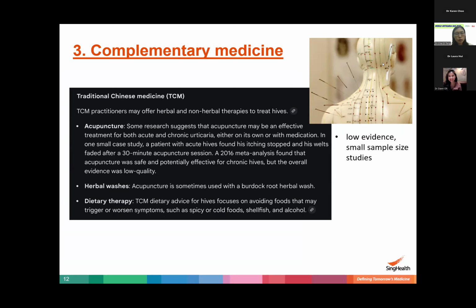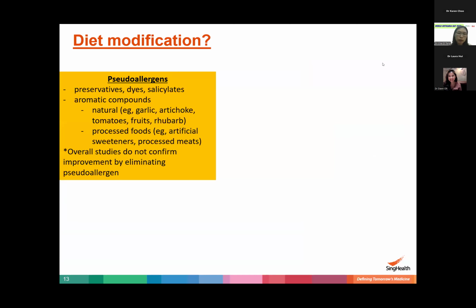And of course, diet-wise, that's probably a huge question: whether our diet can make hives worse, right? So do you need to modify your diet? This is rather controversial. Usually when it comes to hives, there are two types of diet thought to make hives worse. The first group is pseudo-allergens. What are pseudo-allergens? They are preservatives, dyes, or salicylates, and they can also be a compound called aromatic compounds. It can be derived naturally. It can be found in food like garlic, artichoke, tomatoes, even fruit, or it can be found in processed food as well, for example processed meats.